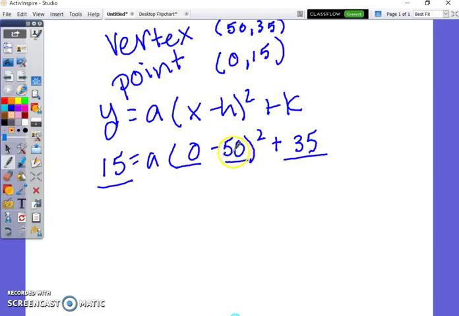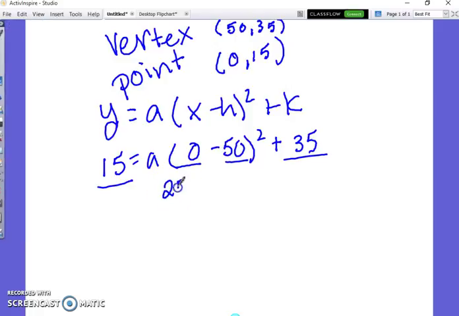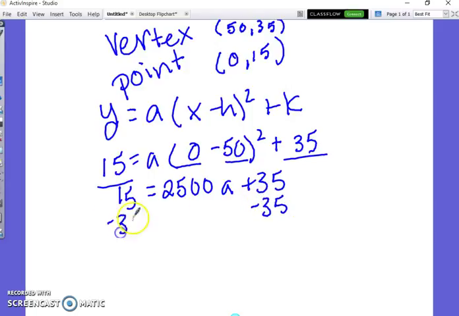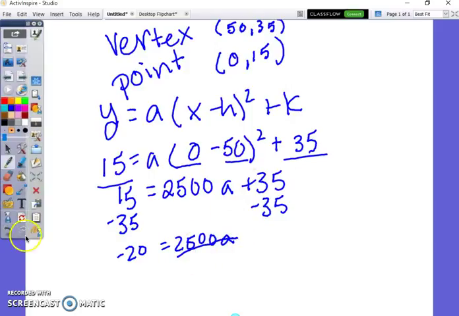Parentheses. So 0 minus 50 is negative 50 squared is 2,500a plus 35 equals 15. Subtract 35. Now what? Take out 0. Oops, not cross it out. Just divide it.